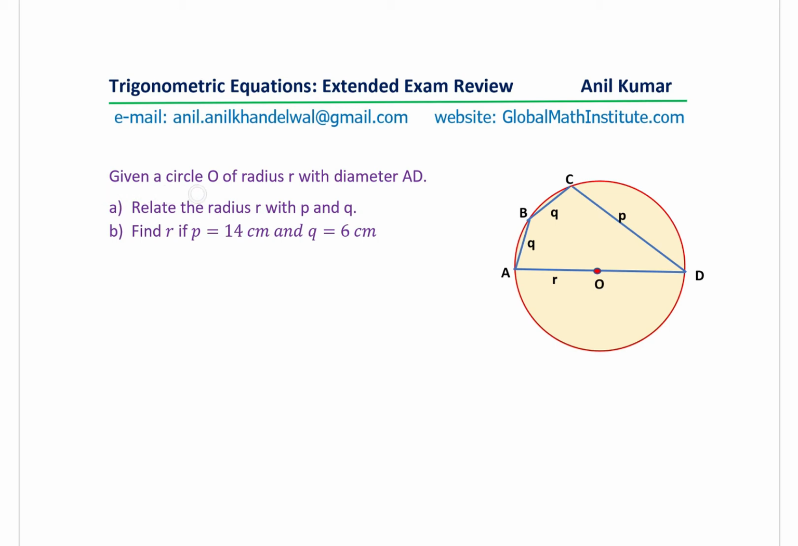We are given a circle O of radius r with diameter AD. So that's the diameter AD, center O, radius r. Relate the radius r with P and Q, where P is the segment from C to D, and Q is AB and BC. Both chords are of equal length. So the first part is to relate r with P and Q. The second part is to find r if P equals 14 centimeters and Q is equal to 6 centimeters.